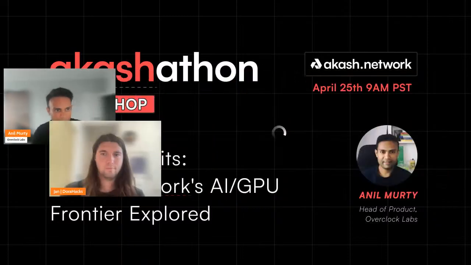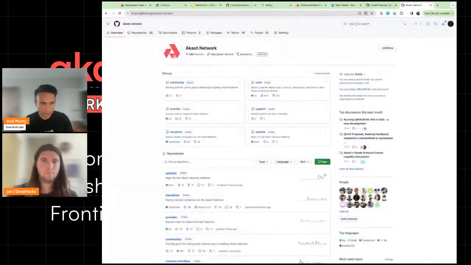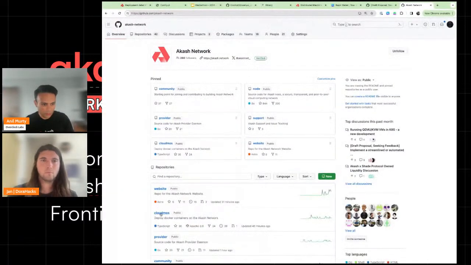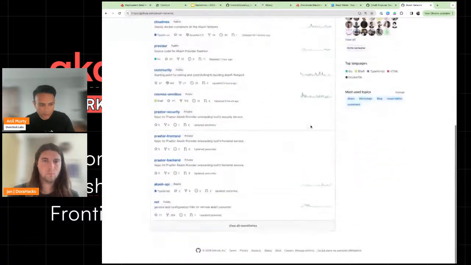So this is obviously the place where you can find our entire code base. CloudMos is the tool that I was presenting the deployment from. Node and provider are the code that runs on the provider side as well as on the various nodes. All of these things are available out here.